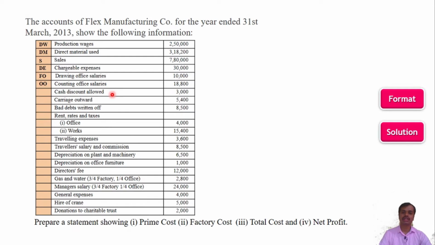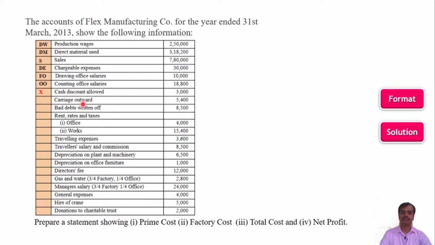In this cost sheet, if there is a financial nature item like cash discount allowed, interest received, interest paid, all these items we don't have to consider in the cost sheet, so we are not going to take them in the cost sheet. Next is carriage outward.